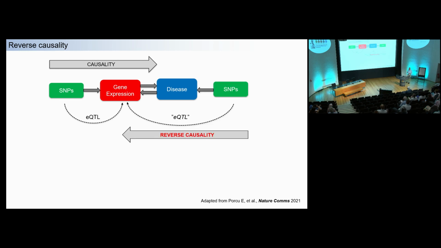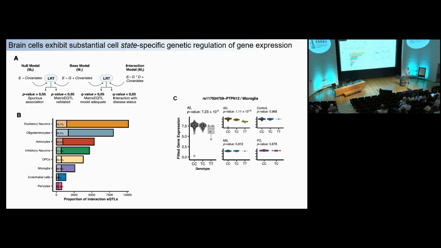However, we might alternatively have a situation where genetic variation confers risk for a disease, and then that disease itself causes secondary changes in gene expression. If the sample size is large enough, then we would still potentially observe an association between genetic variation and gene expression, and that would be measured as an eQTL. The problem here, of course, is that that eQTL has absolutely nothing to do with disease causality. So we wanted to understand what the relationship was of disease status to genetic regulation of gene expression.